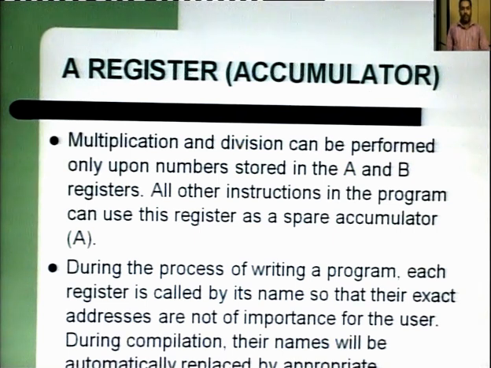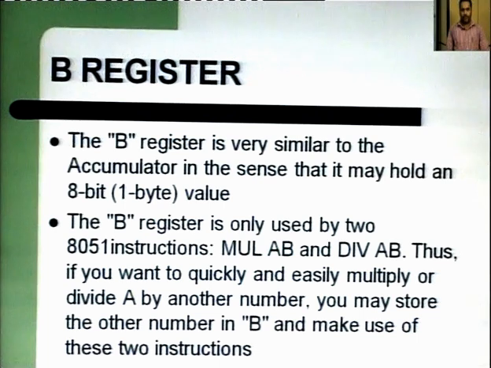For example, multiplication and division operations can be performed only upon numbers stored in the accumulator. One number should be stored in the accumulator, the other number should be stored in register B, which we will discuss next. While writing a program, each register is called by its name, so their exact address is not of importance. We can call these registers by their name, for example register A, register B, then R registers R0, R1, and we can use their address also.